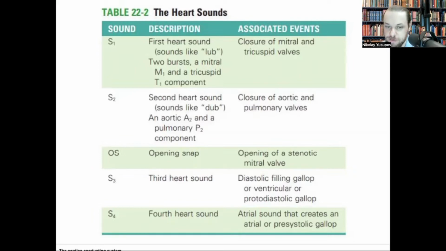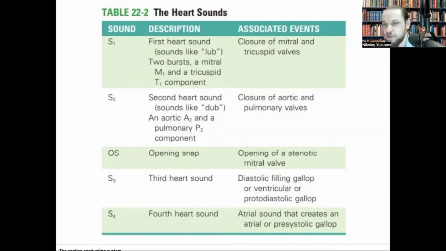S3 is usually indicative of rapid ventricular filling, usually in patients who have congestive heart failure. And S4 is the atria contracting against a stiffened ventricle. S3 and S4 are pathological sounds. They're usually not heard in healthy patients, so if you hear S3 or S4, those patients have pathology.